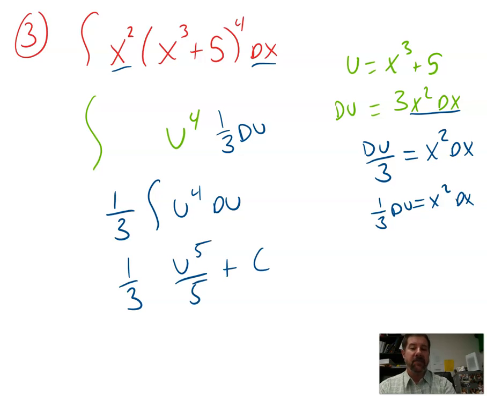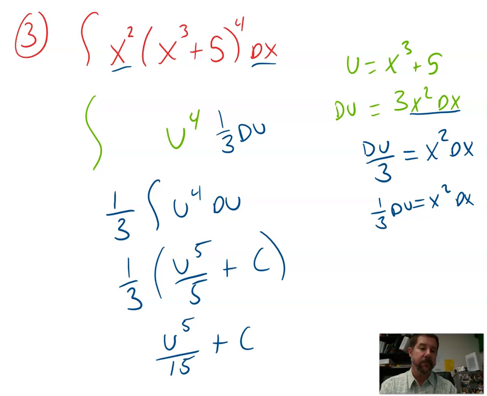Or if I put this stuff together a little bit, really you could distribute this 1/3 to everything. Right? 1/3 times c is still just a constant. So I would say I get u to the 5th over 15 plus c. And then if I plug in now, my u again was x cubed plus 5. So x cubed plus 5, to the 5th, over 15 plus c.